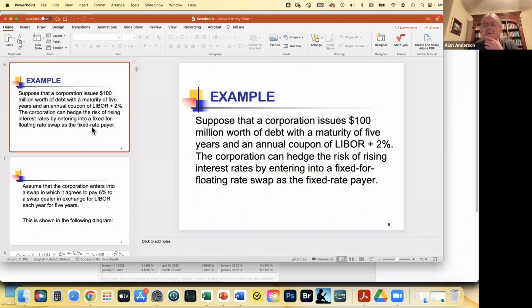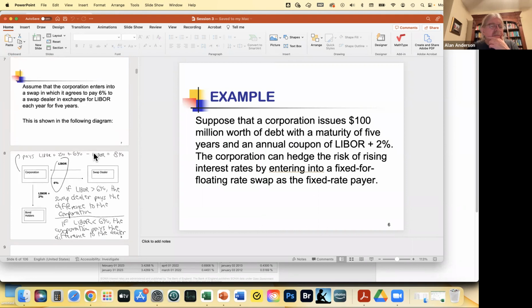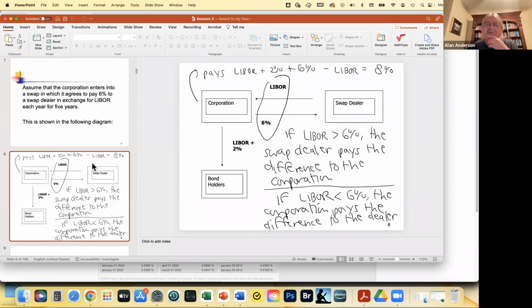Don't forget, the notional principal is $100 million. So the dollar amounts that we're paying will be determined by the rates of interest and that notional principal. Otherwise, we wouldn't know how much is being traded back and forth. So here, everything is listed as a percentage. The corporation has to pay LIBOR plus 2% to the bondholders, but the trade that they made with the dealer will provide us with LIBOR in exchange for 6%.